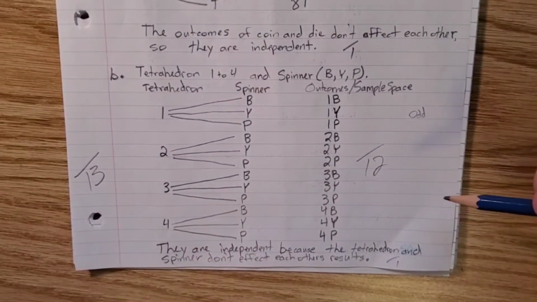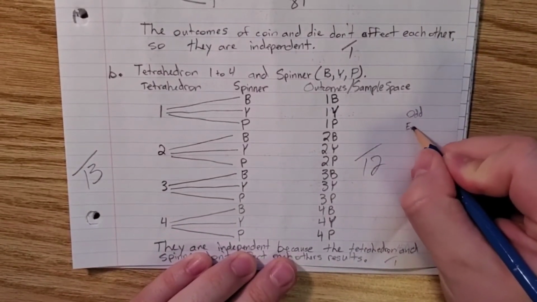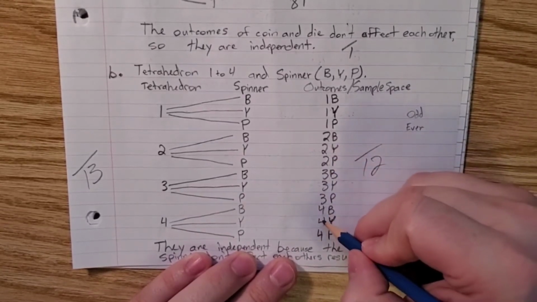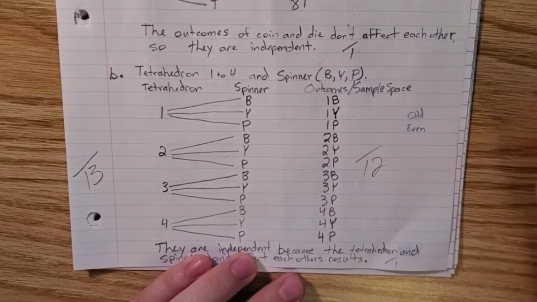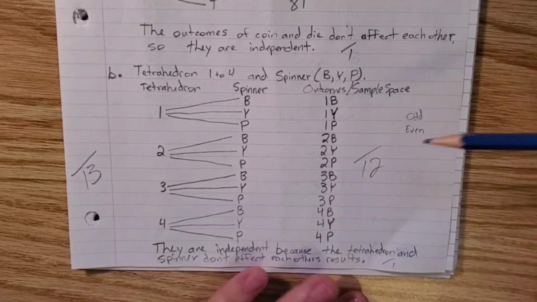So you could say odd numbers. Or you could say even numbers. Why? Because there's 3 2s and there's 3 4s. 3 plus 3 is 6. Out of the 12 would be half. So you could say all the even numbers. So the options that have even numbers.